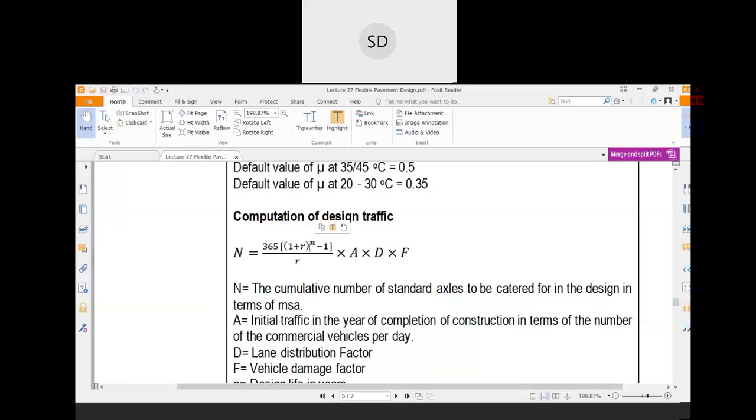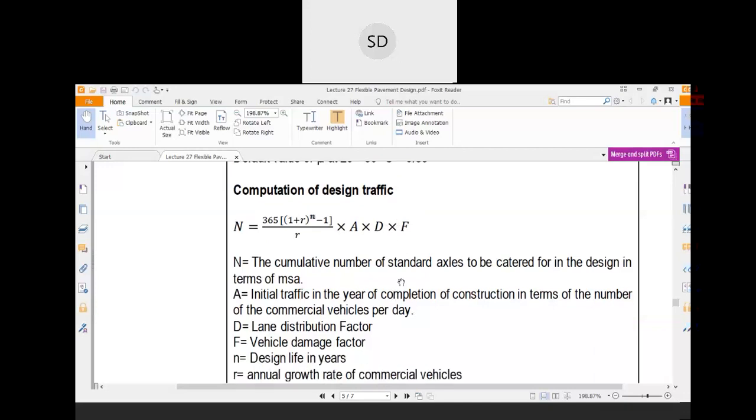So here, because of the different types of pavements or different importance of the pavement, there are different design lives. So suppose you are designing a national highway, in that case n would be 15, into A. A is the initial traffic in the year of completion of the construction. I will explain this term, where D is the lane distribution factor and F is the vehicle damage factor.